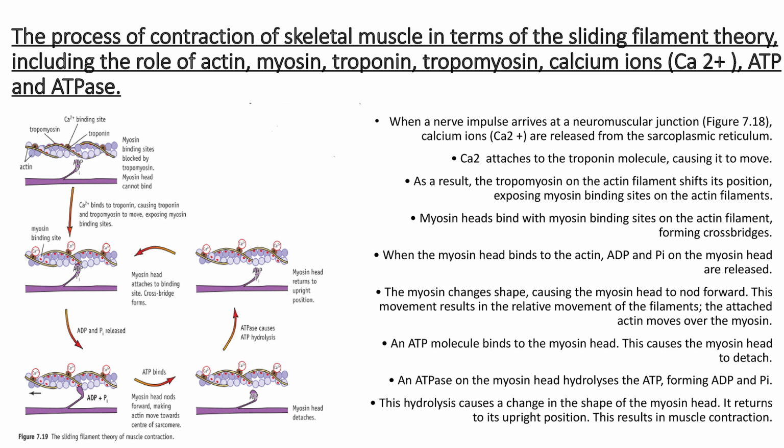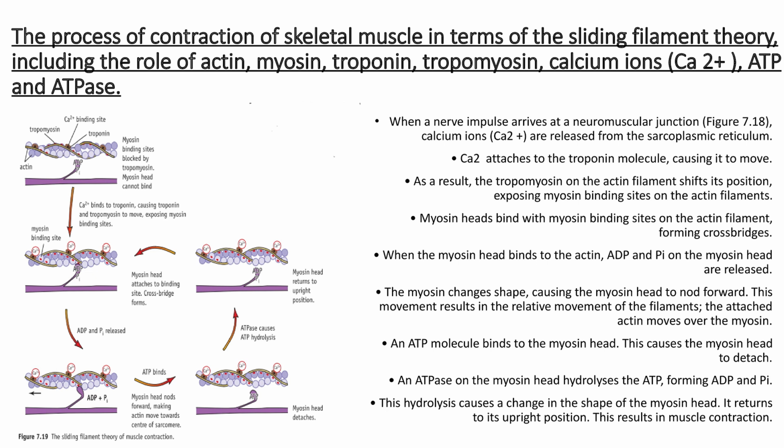So now let's move on to the process of contraction of skeletal muscle in terms of sliding filament theory. In this process, a nerve impulse arrives at the neuromuscular junction as the receiver of a stimulus from the sensory neurons. The calcium ions that are stored in the sarcoplasmic reticulum attach to the troponin molecule, which is a protein, and cause it to move and change shape. As a result, the tropomyosin on the actin filament that is attached to the troponin molecule, which is also a protein, shifts its position and exposes the myosin binding sites on the actin filament.